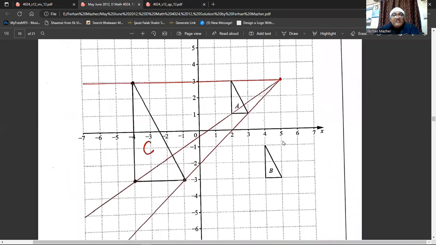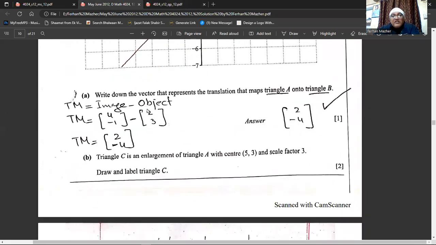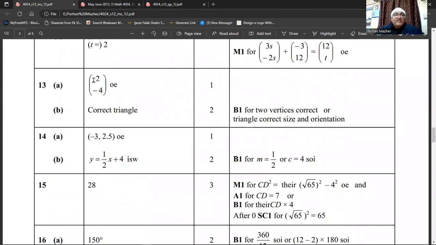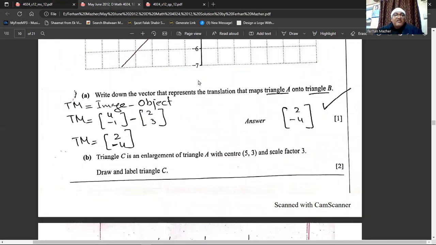So I will take this point. This is 4, -1. Its corresponding point on the object is 2, 3. So I will write their position vectors here: 4, -1 minus 2, 3. The translation matrix is image minus object. So 4 minus 2 will be 2, and -1 minus 3 will be -4. So this is the translation matrix, 2, -4. That is the A part. The translation matrix will be 2, -4. So our answer is right.